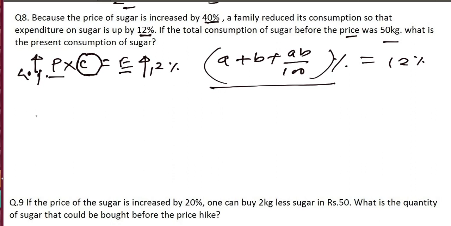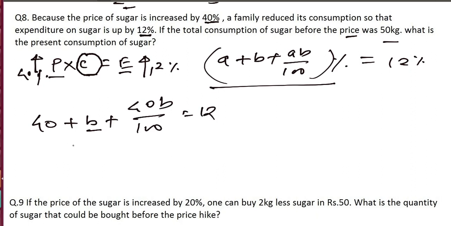So A is 40 here. So 40 plus B, where B is the change in consumption, the effect on consumption that we don't know, we'll find it out. So 40 plus B plus 40B divided by 100 is equal to 12. Now if I take this 40 on this side, this will be 12 minus 40. So on the right hand side, I'll have 12 minus 40, that is minus 28.